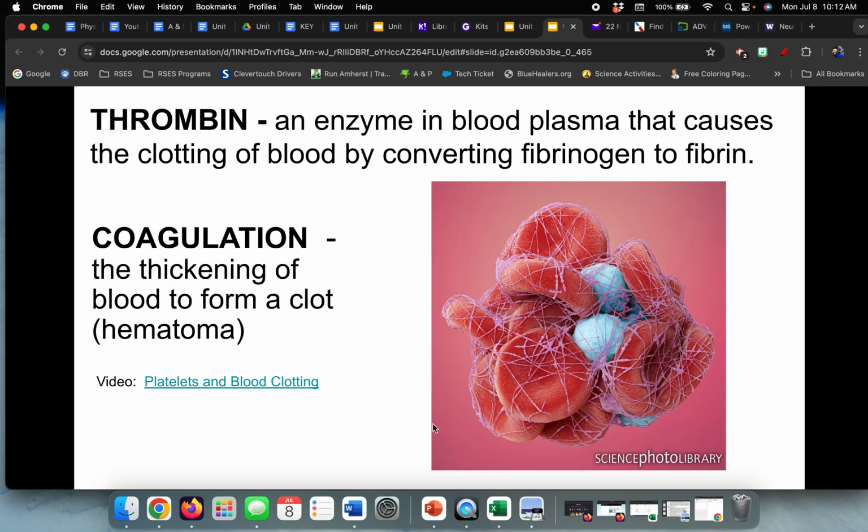Thrombin is an enzyme in blood plasma that causes the clotting of blood by converting fibrinogen to fibrin. Won't need that on the test, but just realize there are things at play helping here. And that coagulation we mentioned on the page before, the definition is thickening of blood to form a clot. And then remember, in a best case scenario, this is only happening when things are injured. It can happen otherwise and cause problems, but this is usually a good thing.